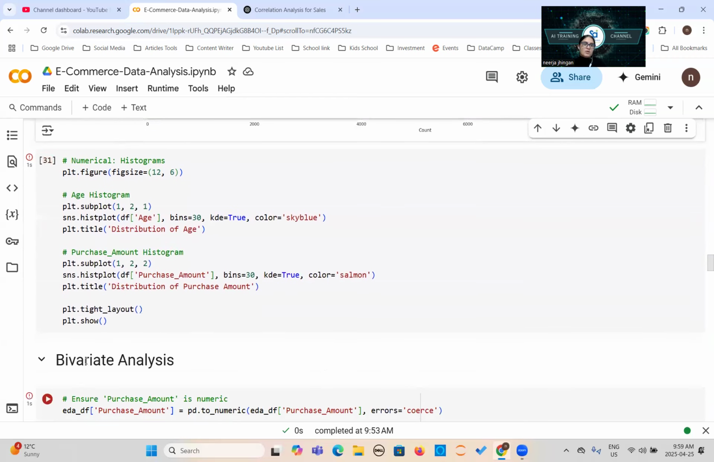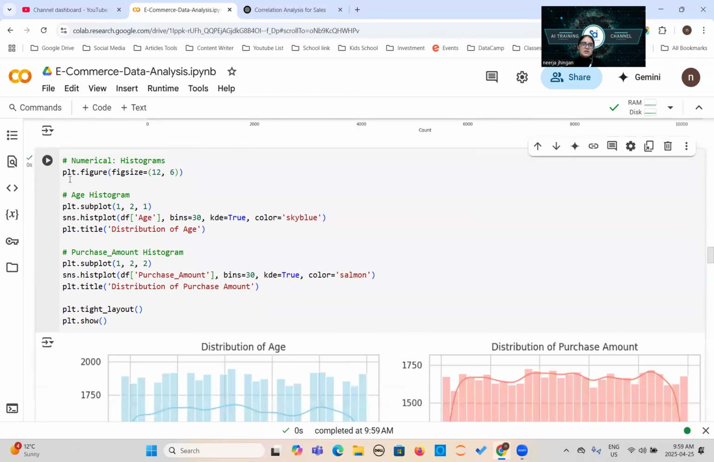Okay, now we will do the numerical analysis, univariate. Here we have the age column, and we have the purchase amount. So now look at this. We are plotting the histogram plot based on the age. It will give you a clear picture of the age distribution, which age group is doing the shopping most of the time from your store.